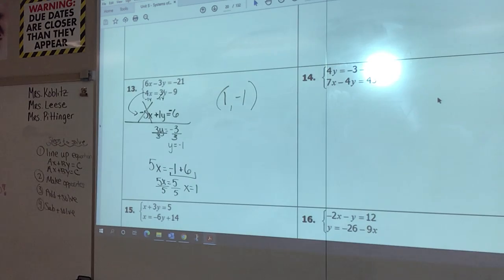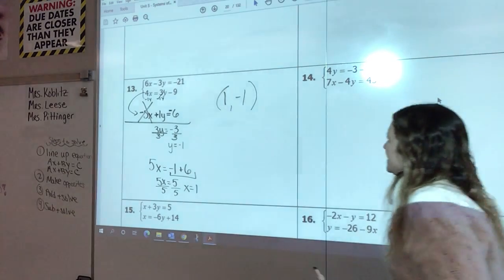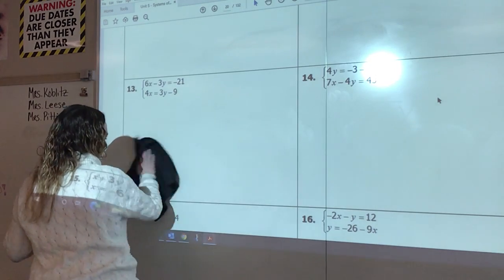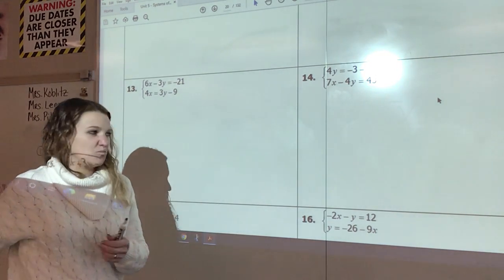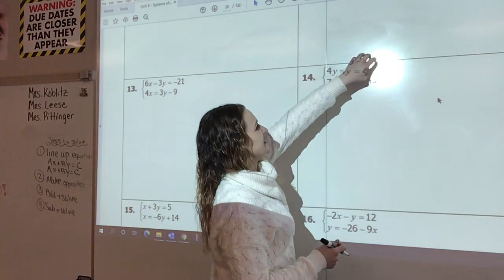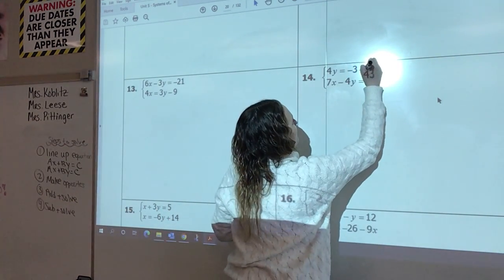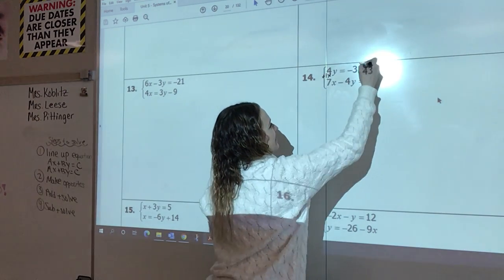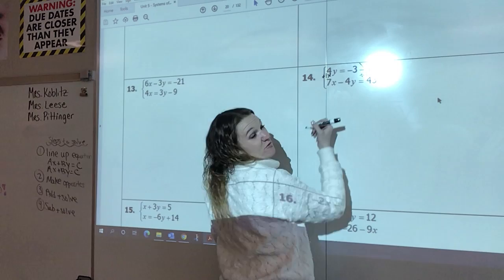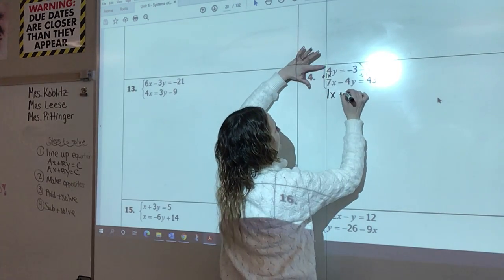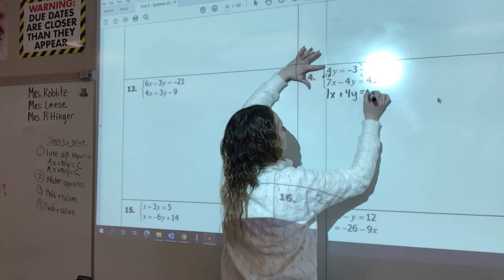So there's number 14 right there. Similarly to the last one we just did, we're going to need to get those x's and y's lined up. I noticed my x is missing out right here, so I'm going to take this negative 1x and I'm going to add it to the other side of the equal sign. I'm going to rewrite what I get below. So then I'm going to have 1x plus 4y equals negative 3.